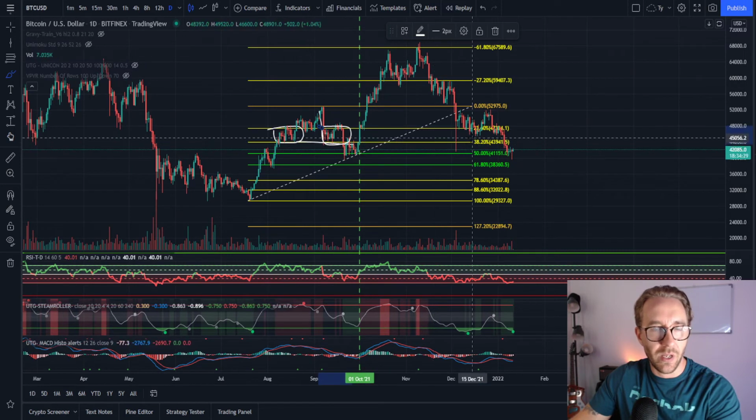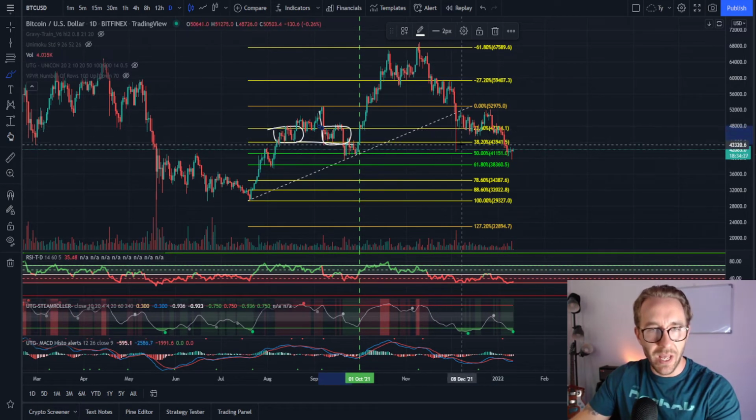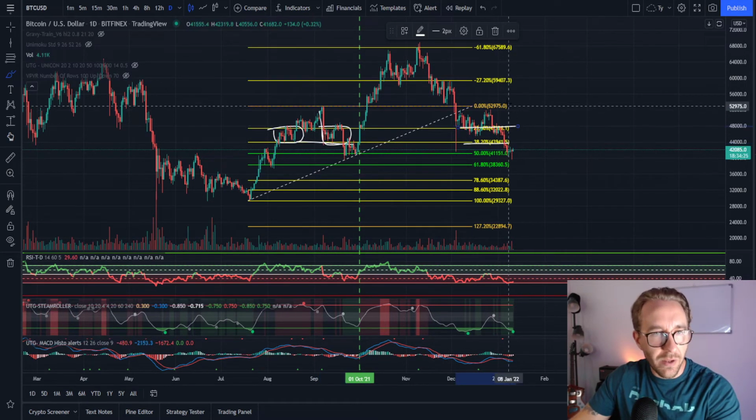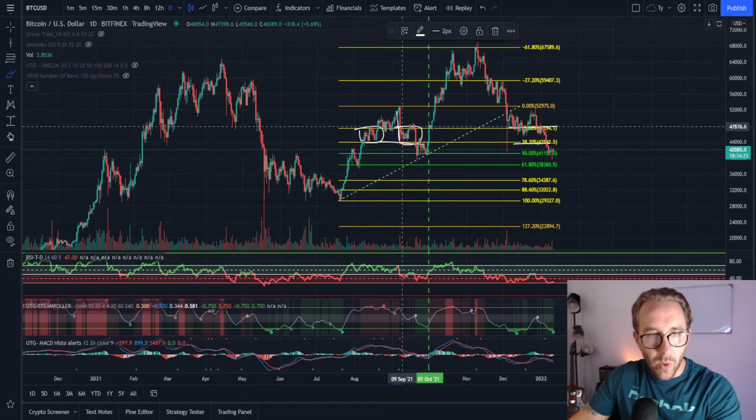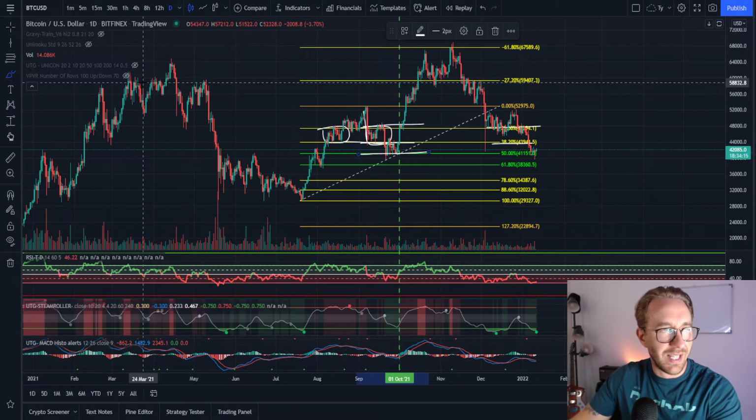So you can see that we consolidated between our 38 and our 23 level. We didn't have the steam to break 23, so 38 then becomes the next level of support. We broke the 38, the 50 then becomes the next level of support.